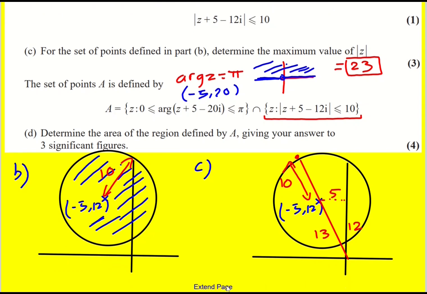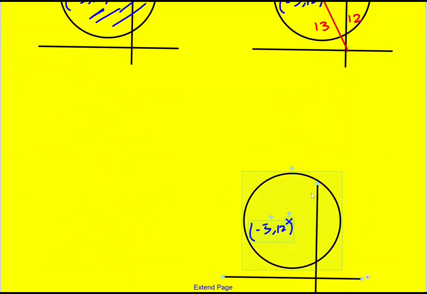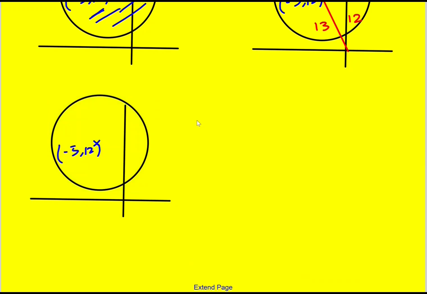Let's do that. So we've got minus 5, 12. The radius is 10, remember, so it's actually going to be below, let's put it here. That's going to be minus 5, 20. And then we're saying the argument is between 0 and pi, so I'm going to draw a line like this.